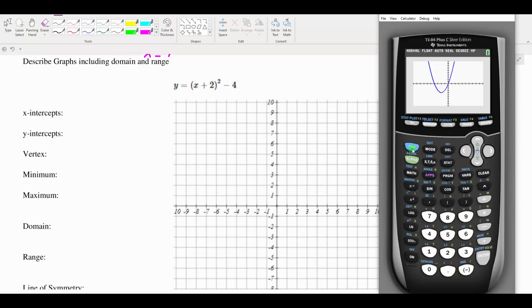a good way to confirm where your vertex is, is to go to your table. If you hit the blue second button, and then graph, it'll take you to your table. Since our parabola is opening upwards, we're looking for the lowest point on the parabola to confirm the vertex. So I'm looking in the y1 column, and I notice that the smallest number here is -4. When I look at that point, I can see it's located at -2, -4. That's where my vertex is.